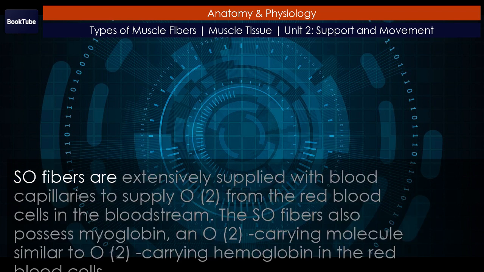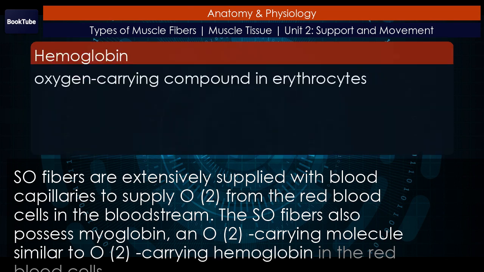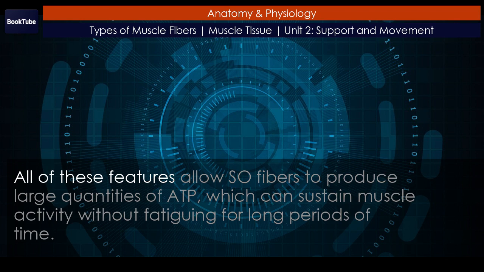SO fibers are extensively supplied with blood capillaries to supply O2 from the red blood cells in the bloodstream. The SO fibers also possess myoglobin, an O2 carrying molecule similar to O2 carrying hemoglobin in the red blood cells. The myoglobin stores some of the needed O2 within the fibers themselves, and gives SO fibers their red color. All of these features allow SO fibers to produce large quantities of ATP, which can sustain muscle activity without fatiguing for long periods of time.